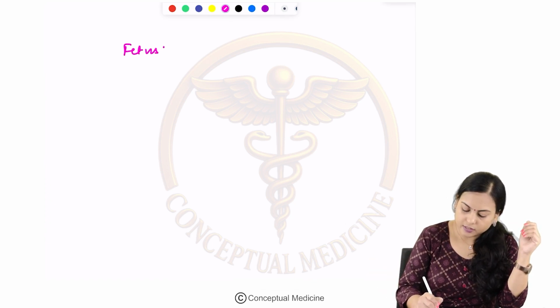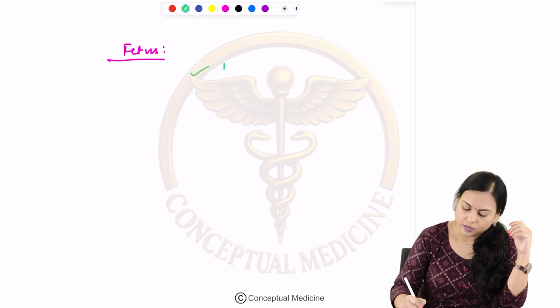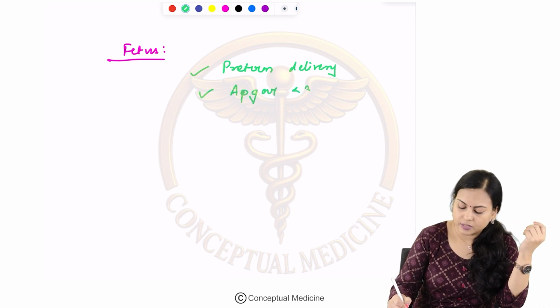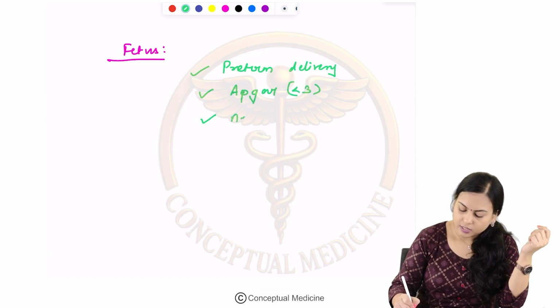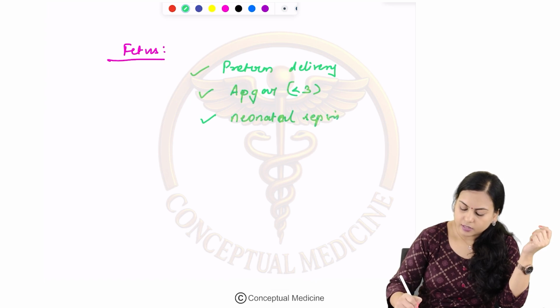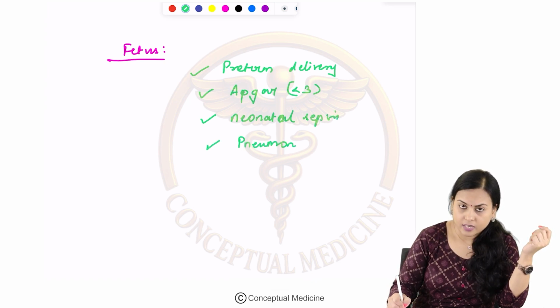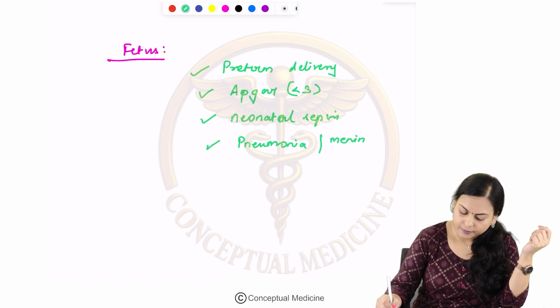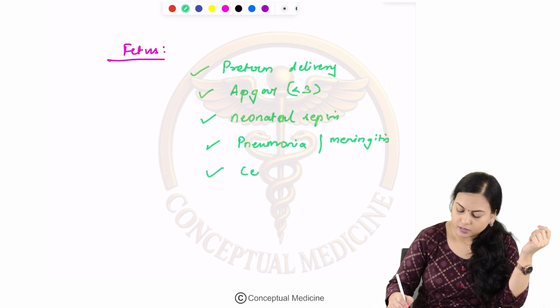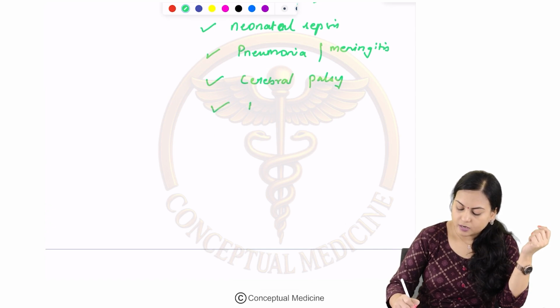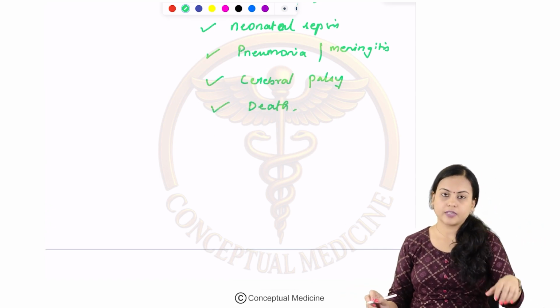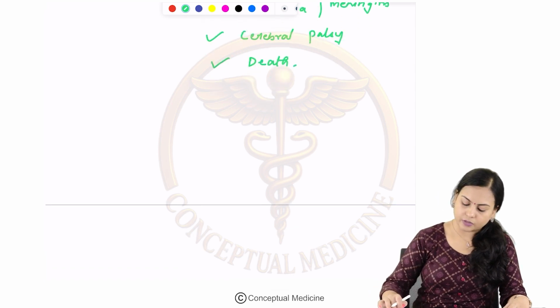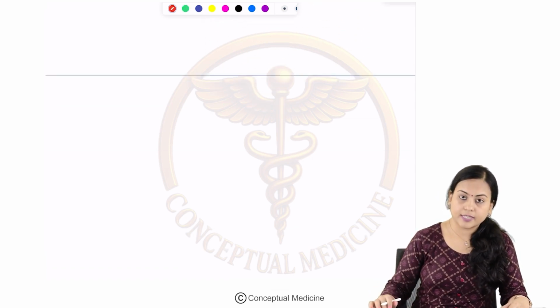Clear? Now we'll see the complications in the fetus. So for the fetus, there is a risk of preterm delivery, and there can be a low Apgar score. Okay, even it can be less than 3. Then even the neonate can go for sepsis. There can be pneumonia and meningitis. Cerebral palsy can also occur, and even death can be anticipated. Clear?